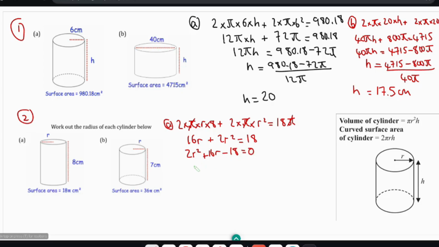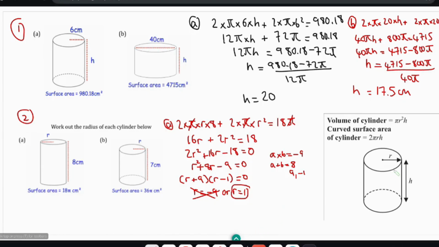I'm going to divide through by 2 just to make it a bit easier. So r squared plus 8r minus 9 is equal to 0. Now I can factorise. Two numbers that multiply to give negative 9, add to give 8. That is positive 9 and negative 1. So r is negative 9 or r is 1. r has got to be positive, so r is 1.